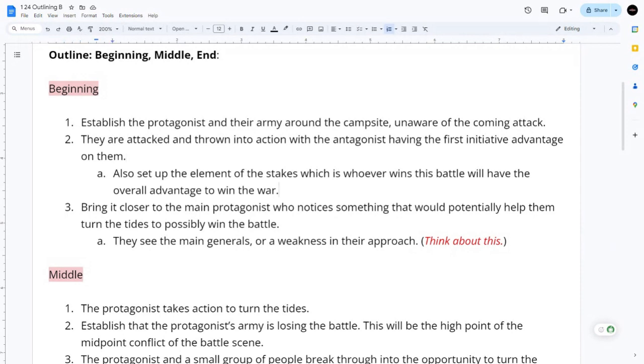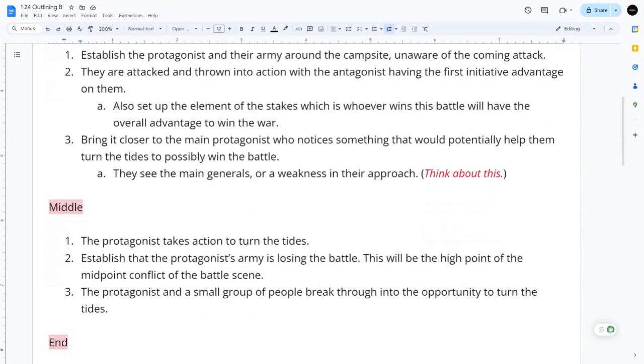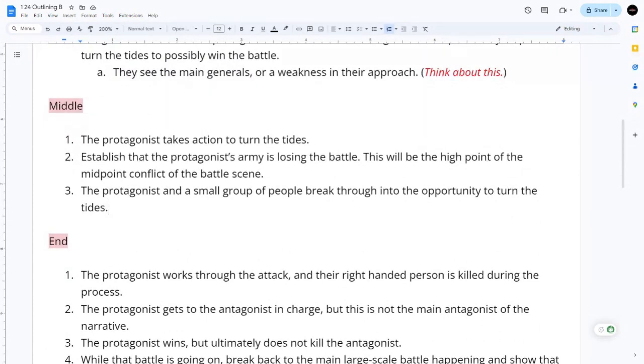What are we playing? Dungeons & Dragons? I don't understand. Also set up the element of the stakes, which is whoever wins this battle will have the overall advantage to win the war. Bring it closer to the main protagonist, who notices something that would potentially help them turn the tides to possibly win the battle. They see the main generals or a weakness in their approach. Think about this. And we're probably leaning more towards they see the generals. But anyway. Now, the middle of the battle is the protagonist takes action to turn the tides.